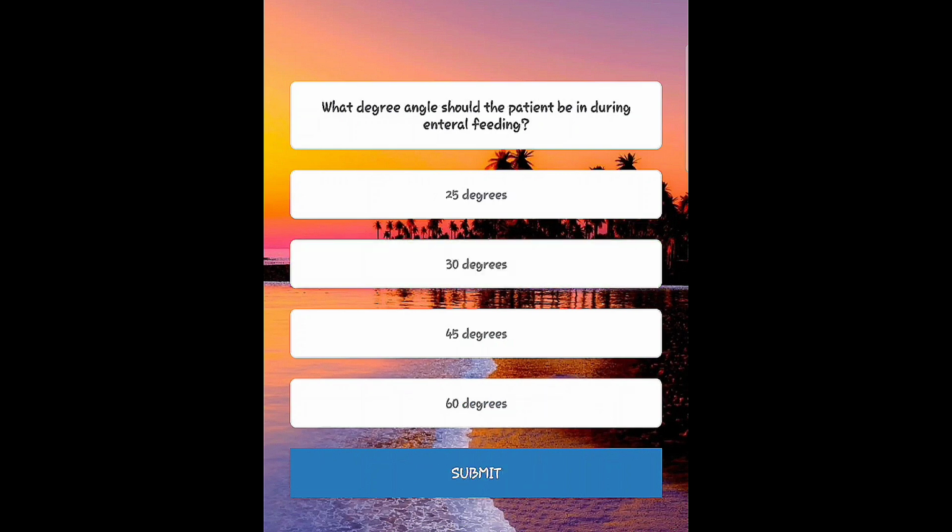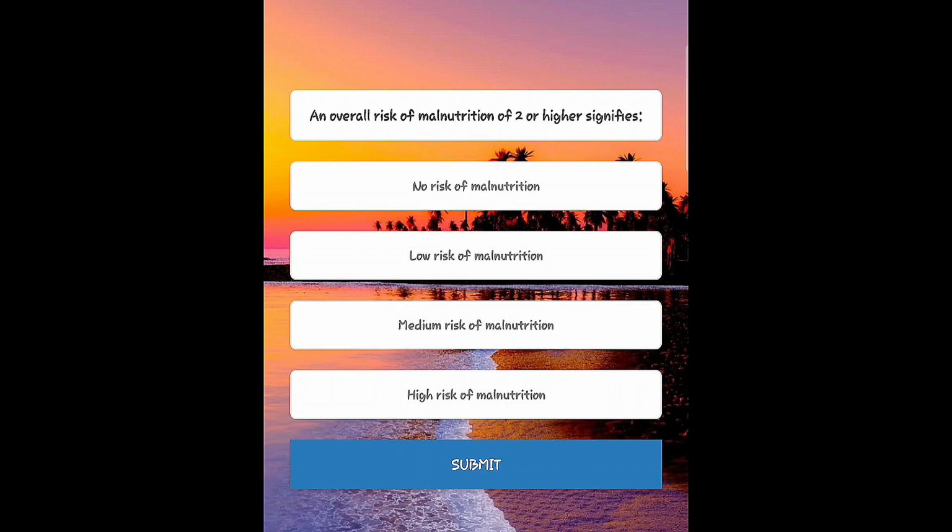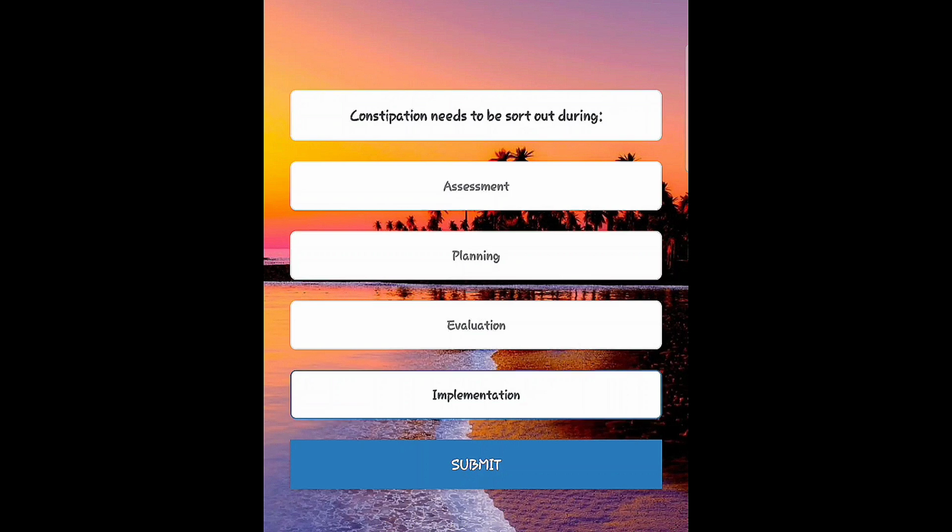What degree angle should the patient be in during enteral feeding? That's like people being fed either through NG tube or something. Yes, our answer is 45 degrees. An overall risk of malnutrition of 2 or higher signifies high risk of malnutrition. Constipation needs to be sought out during implementation. I'm guessing this is during a nursing care plan. The correct answer is assessment.